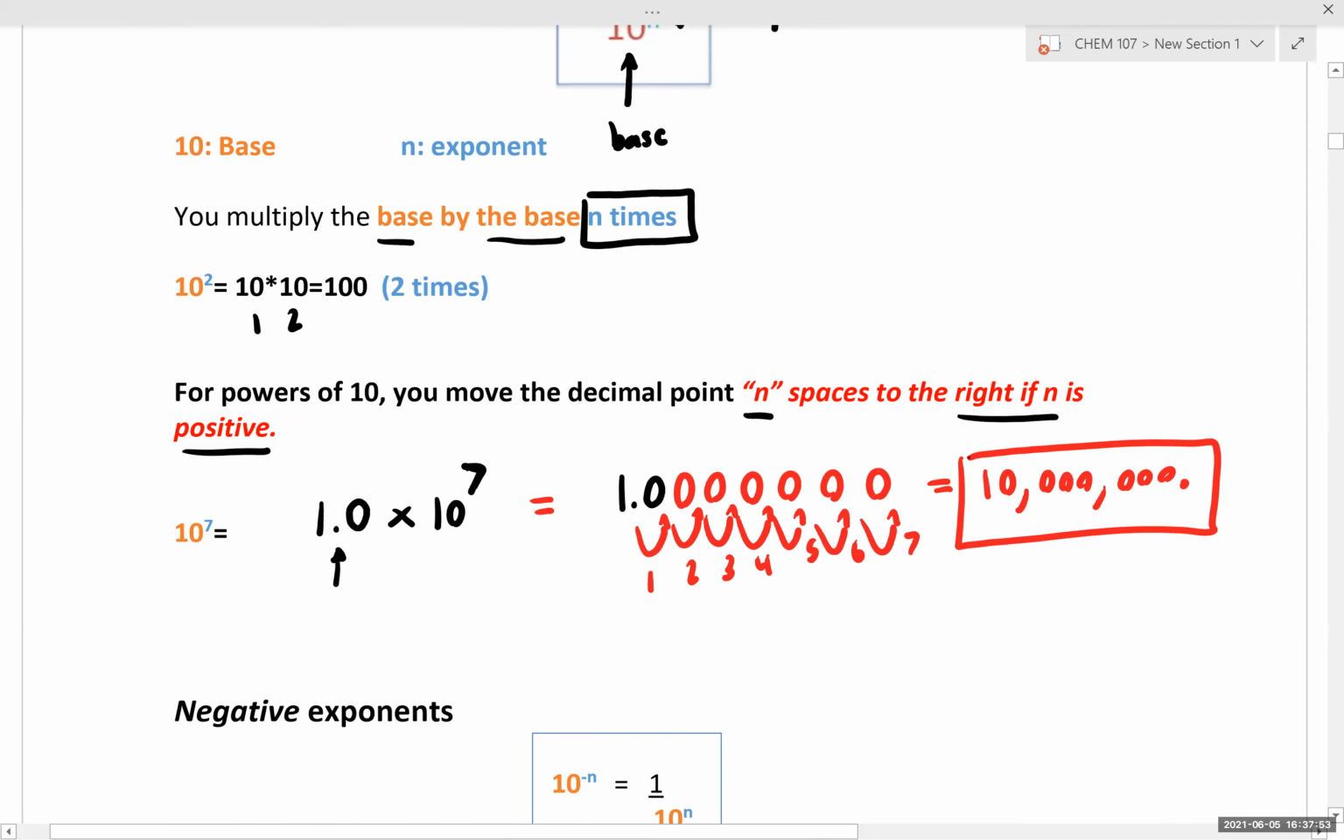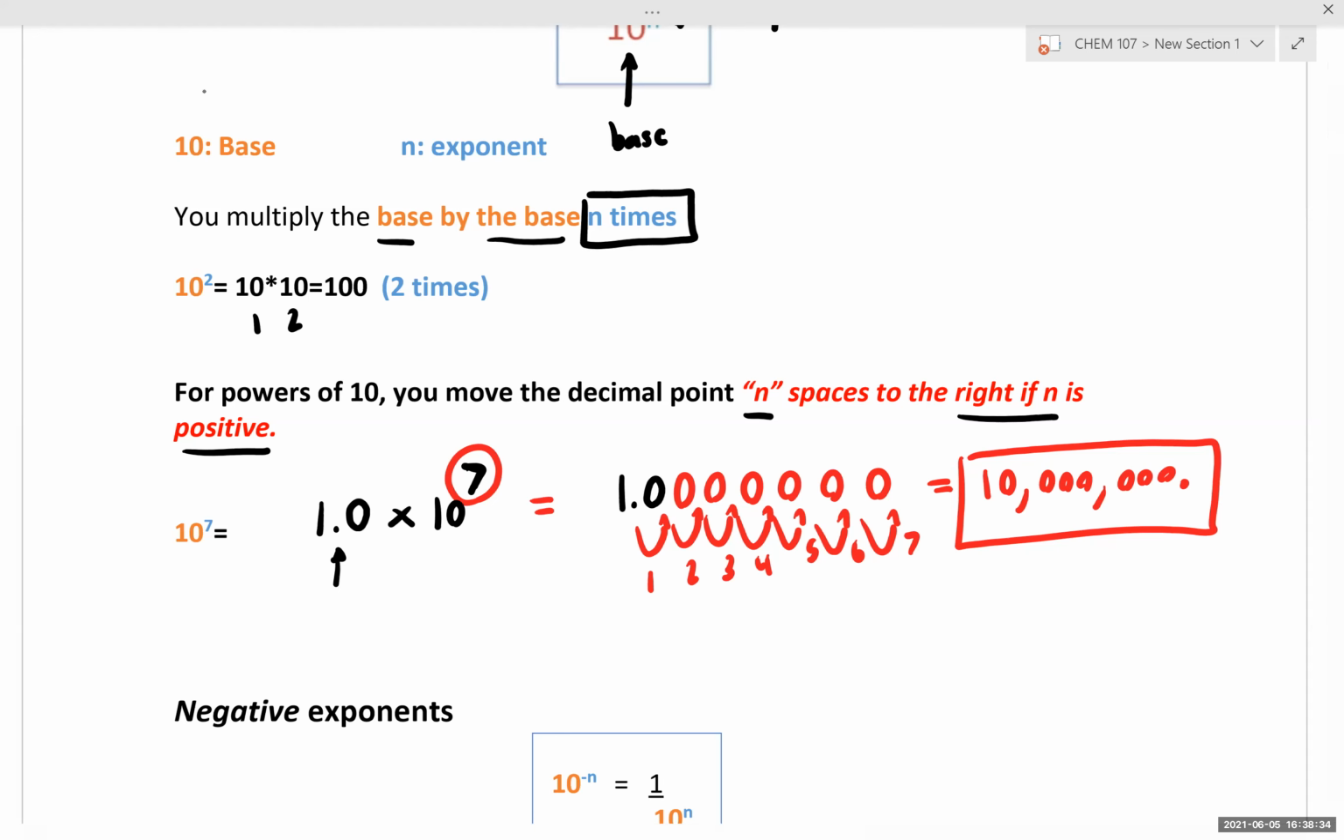So as you've seen, we can convert positive powers of 10 into fully written out numbers by moving the decimal point n spaces to the right if your exponent n is positive. Since we had 10 to the 7th, and this is positive 7, we move our decimal point over 7 spaces to the right. This is very useful because when you're dealing with unit conversions and scientific notation and you want to expand your number into a decimal, you're going to have to multiply by different powers of 10 invariably.